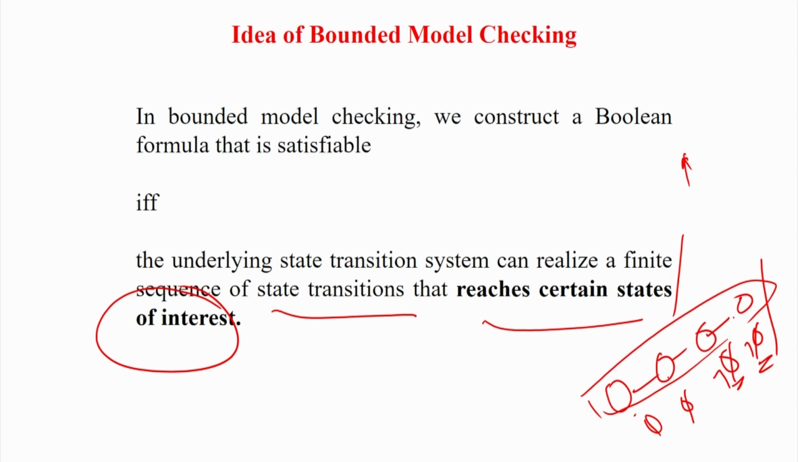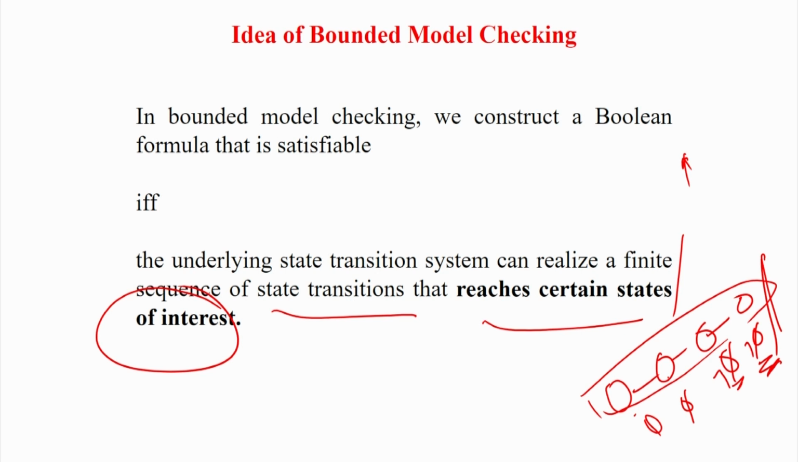Now basically what bounded model checking will be: the formula is written in such a fashion that if you can reach a state within the bound where you need to verify phi or not phi, which is of interest, if you can reach that state with the required formula in place, then only the Boolean formula will be satisfied and vice versa. So that is basically the idea of bounded model checking.